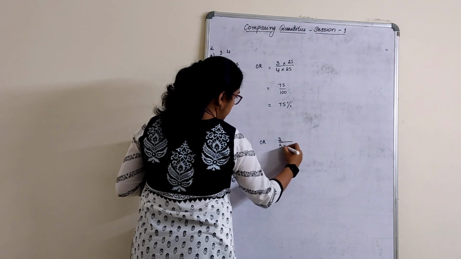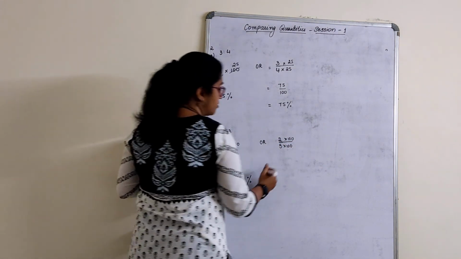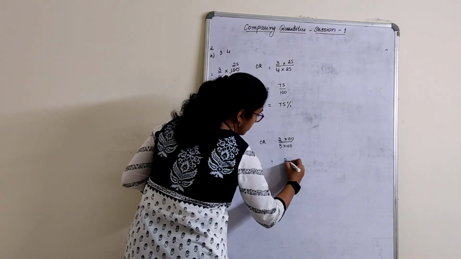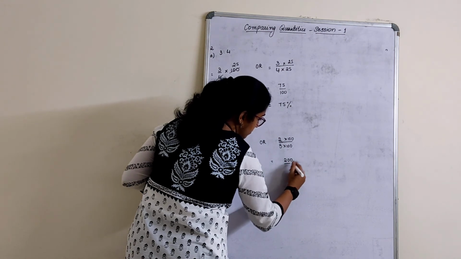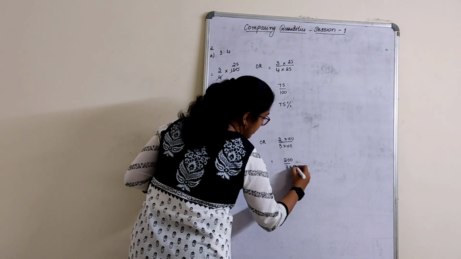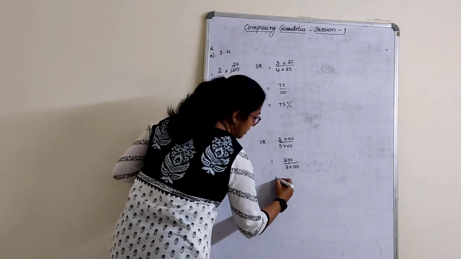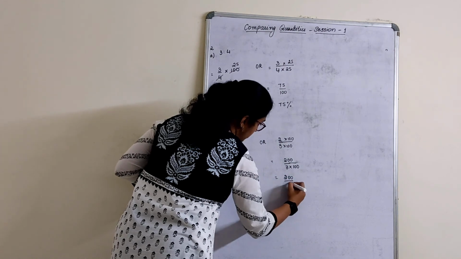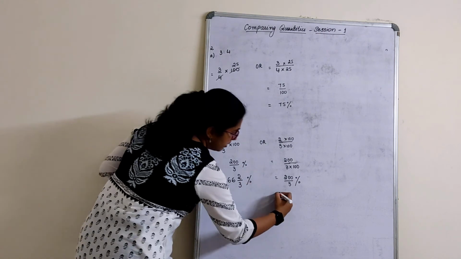Or, 2:3. Simple. Multiply this by 100. Multiply this also by 100. So this will be 200 by 3 into 100. Okay. Don't cancel this 100 and 100. This is nothing but 200 by 3%. Same thing as here, how I have got. Now convert this.